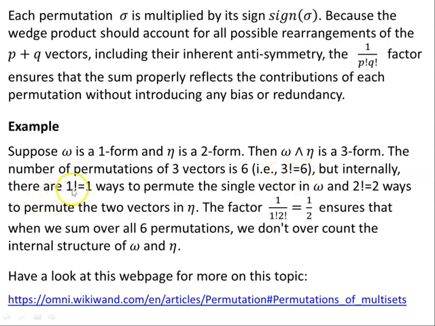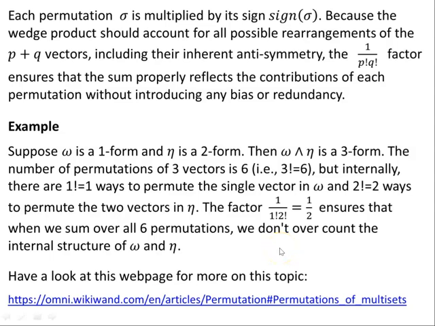But internally there are 1 factorial equals 1 ways to permute the single vector in omega, remember it's a 1 form, and 2 factorial equals 2 ways, eta is a 2 form, to permute the 2 vectors in eta. So the factor 1 over 1 factorial 2 factorial equals a half ensures that when we sum over all 6 permutations, we don't overcount the internal structure of omega and eta.